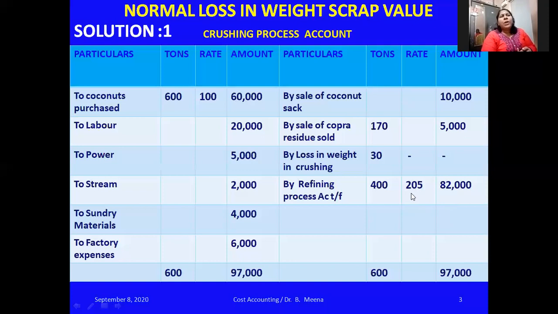So I came to know what is the value of the crude oil, that is 82,000 as per this problem. So how I got the rate per ton? 82,000 divided by 400. I'll come to know what is the rate per ton. I repeat, I close the debit side. Total, it came 97,000. 97,000 to be compared with the amount so far I credited. So far I credited is 10,000 plus 5,000, 15,000. So 97,000 minus 15,000, 82,000. So how to calculate the rate? 82,000 divided by 400, 205. So this is the way how I complete the crushing process.